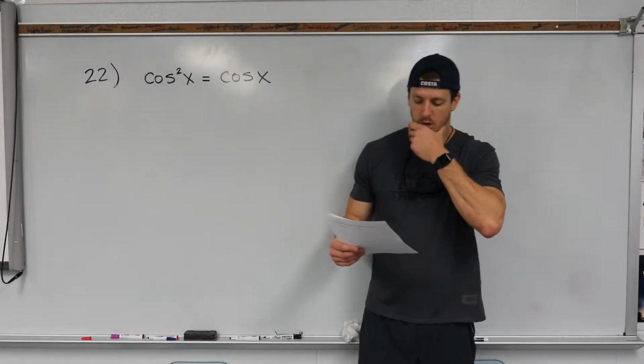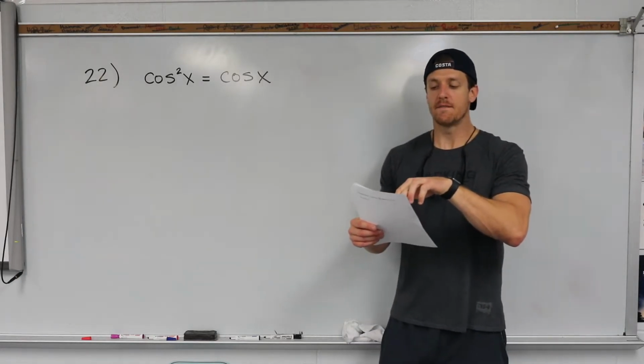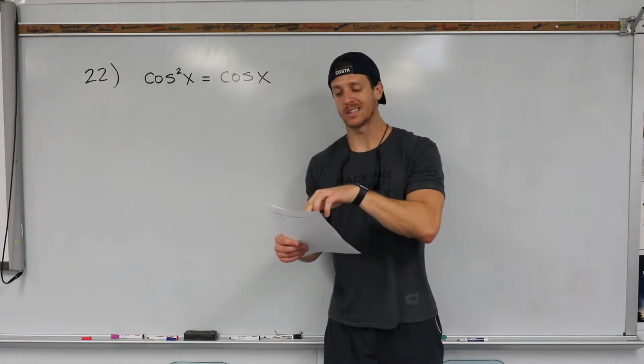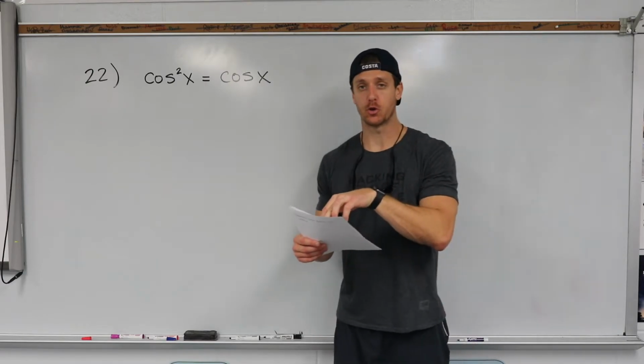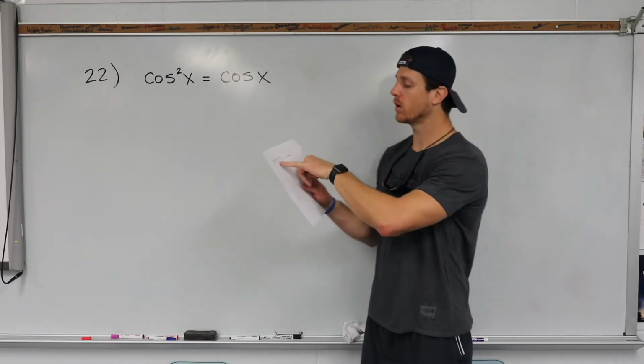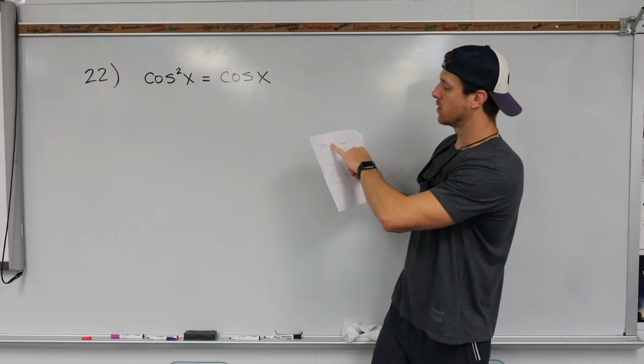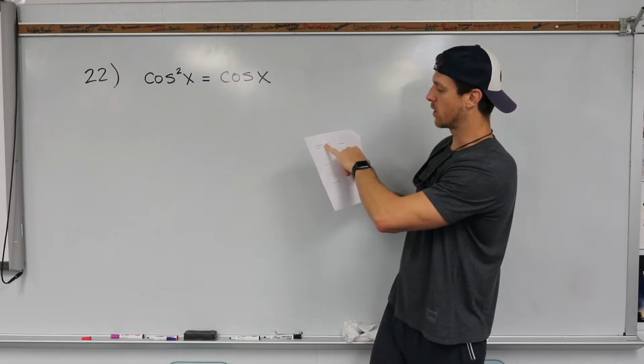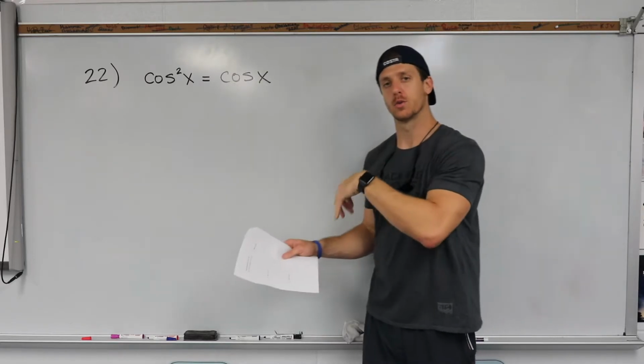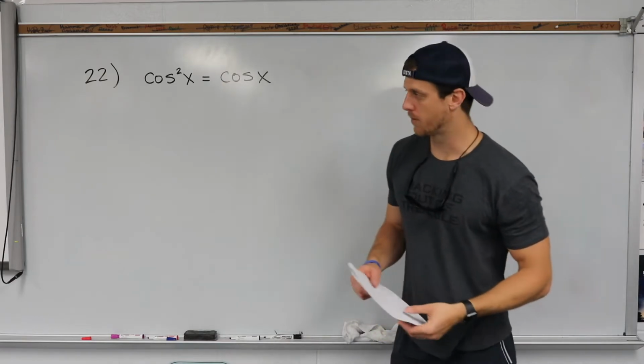So let's look at this one. On number 22, this is for find all solutions for x when x is between 0 and 2 pi. If you notice though, the inequality sign here is only with the 0, not with the 2 pi. So we're not doubling up our answers here.